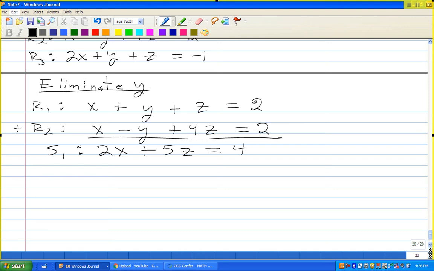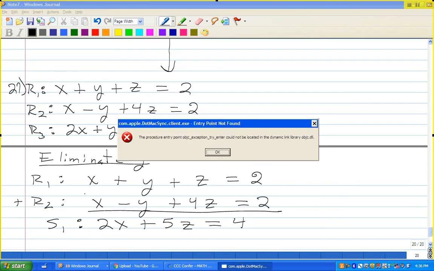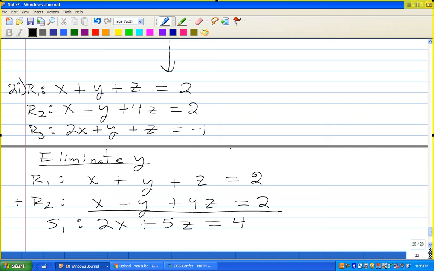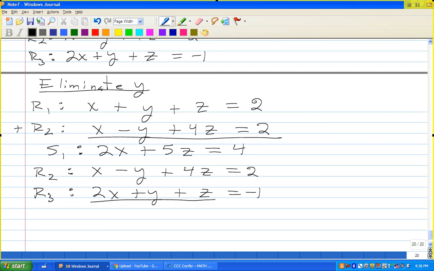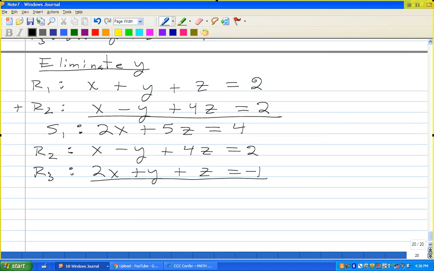Next, let's do R2 plus R3: x minus y plus 4z equaling 2, and R3, 2x plus y plus z equaling negative 1. And let's add these together. So I get 3x plus 5z equals 1. Let me call that S2.